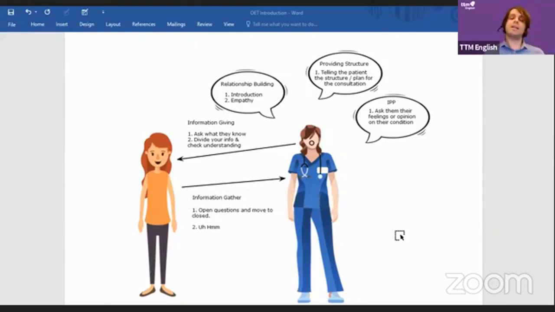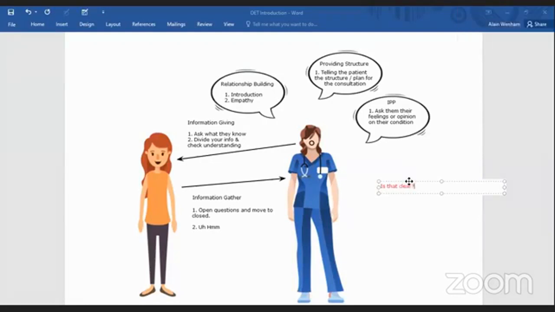So these are the main skills. Now, what about the language? Let's just quickly get a few example phrases, all right? If I say, is that clear? What's that, guys? Yes, checking understanding. Checking understanding. What clinical communication criteria is it?